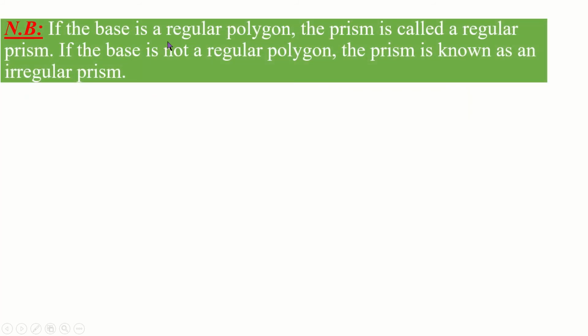Note that if the base is a regular polygon, regular means each side of the base is equal. Remember this, regular means each side of the base is equal. The prism is called a regular prism. If the base is not a regular polygon, not regular means the sides of the base are not equal, the prism is known as an irregular prism.